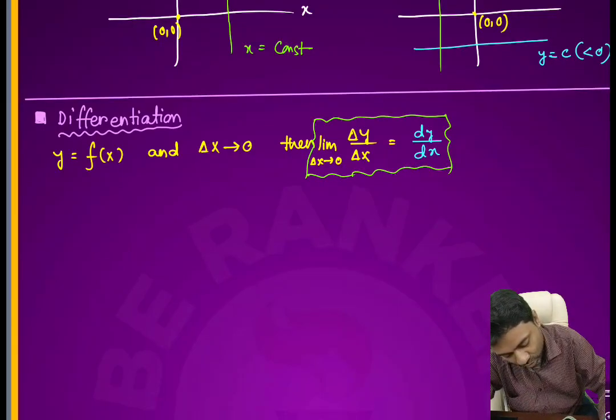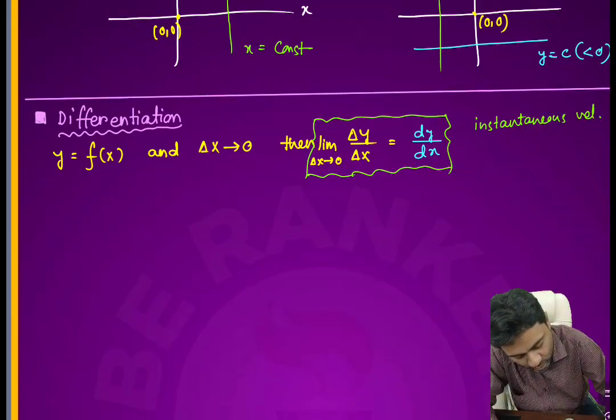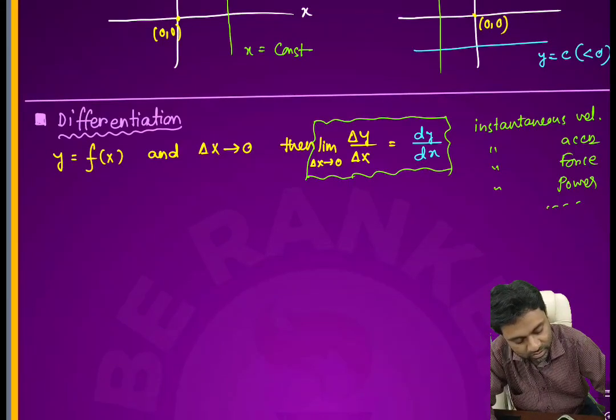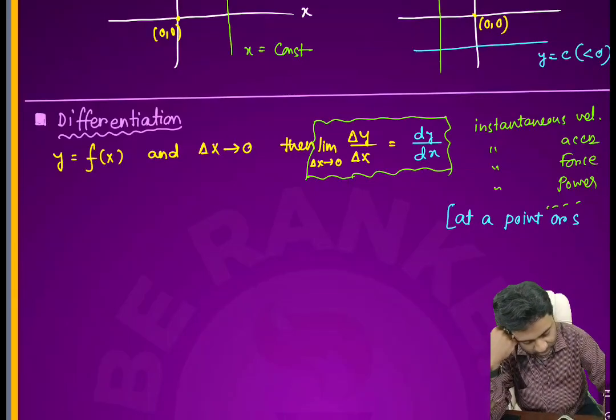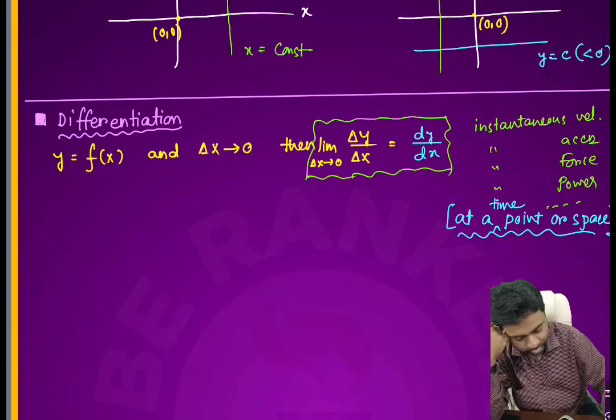Whenever we encounter very small changes, we can deal with the differentiation process. But the change should be very small or instantaneous. In most cases, when we are talking about instantaneous quantities, let's start with instantaneous velocity. You want to find out instantaneous velocity, instantaneous acceleration, instantaneous force, instantaneous power, etc. In all these cases, calculus will be your tool whenever you are going to find instantaneous figures. Instantaneous means at a given point or at a particular point in time or space.